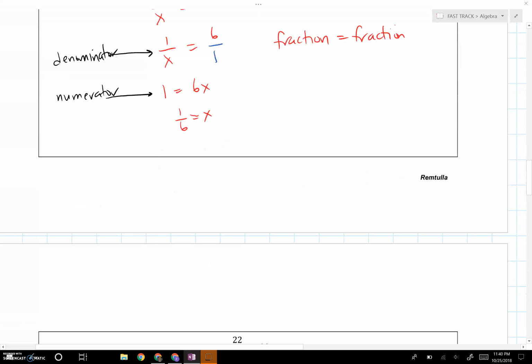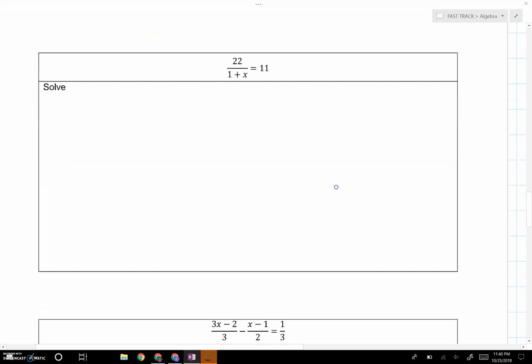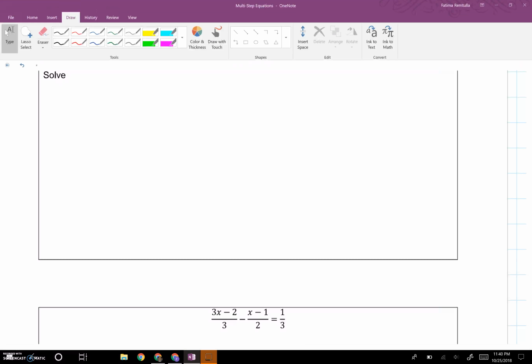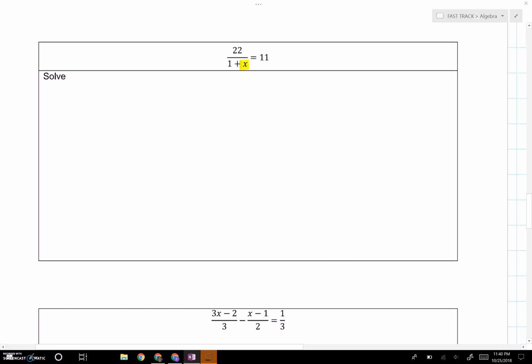All right, let's give the next one a go. Well, here's my next one. Again, notice I have my x in the denominator here, but it's got some other stuff with it. It's got a 1 plus. So I got to keep it together as a unit. That's why I'm highlighting it. But I'm going to start this question the same way I started the last one.